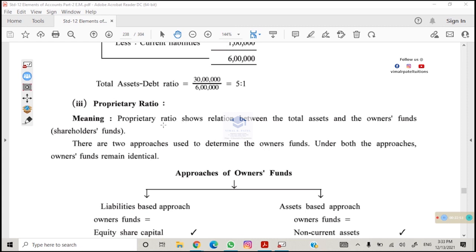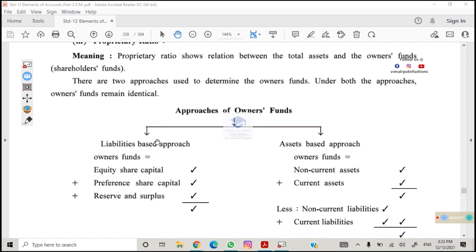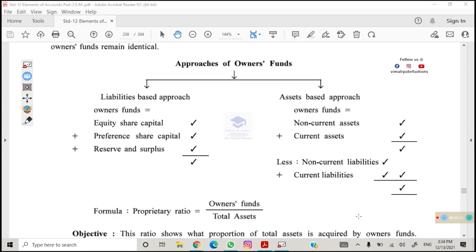Then proprietary ratio. Proprietary means ownership. Ownership or proprietary ratio shows the relation between total asset and owner's fund. Now there are two approaches to determine owner's fund: liability and asset. According to liability approach, owner's fund means equity share, preference share and reserve and surplus. As per asset approach, non-current asset plus current asset minus non-current liability and current liability.